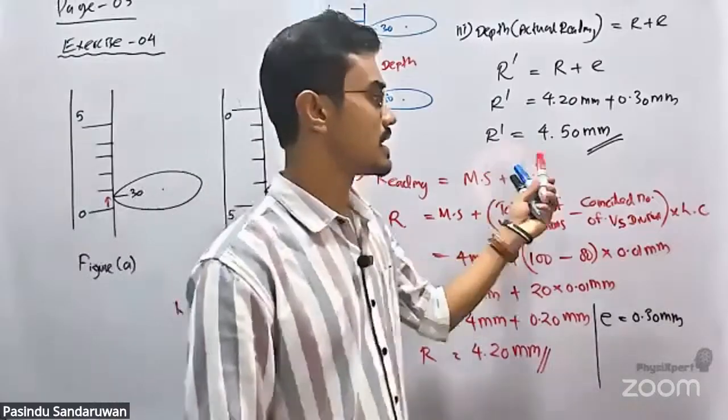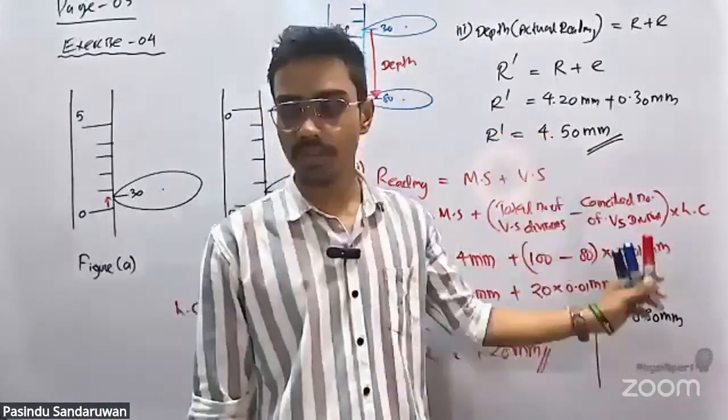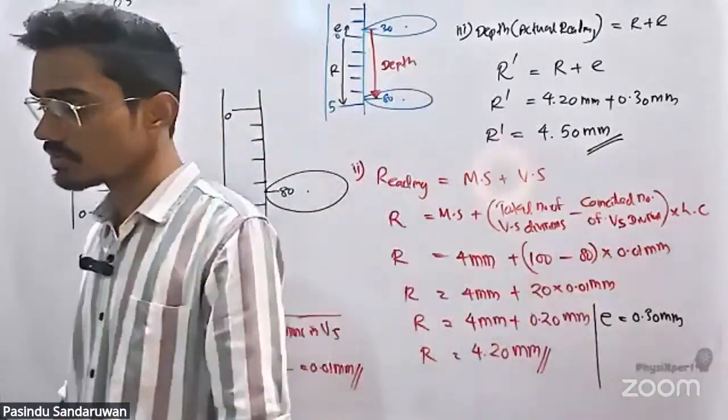The final answer, actual reading is 4.50 millimeters. 4.50.